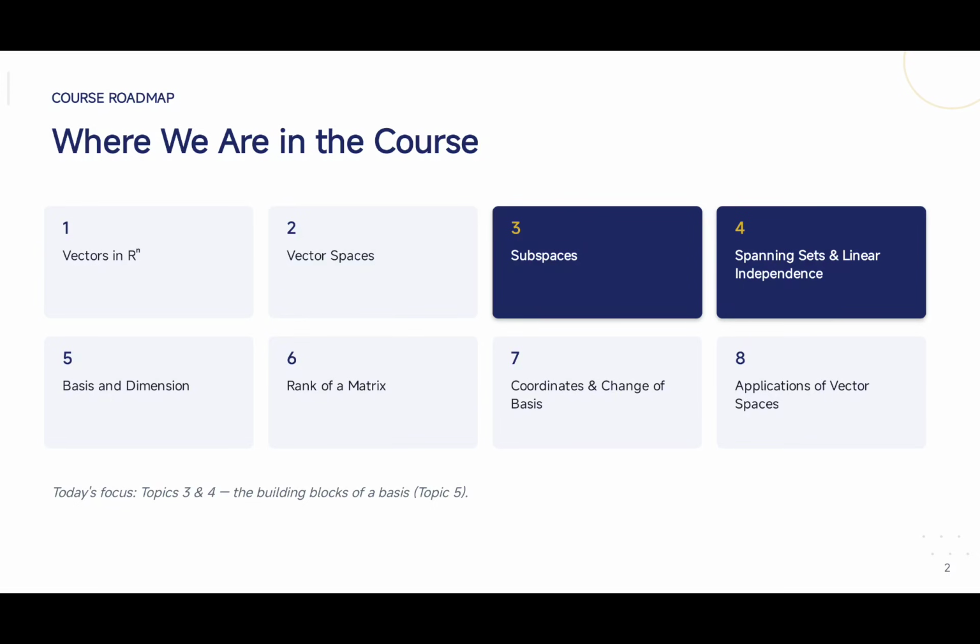This is the full arc of our vector space unit. 8 topics in total. We've already covered vectors in Rn and general vector spaces. So today we're on topics 3 and 4, which are highlighted there. Notice that where we're headed, topic 5, is bases and dimensions. So everything we do today is building the two ingredients you need to define a basis. So pay close attention, because today's material gets reused almost immediately.